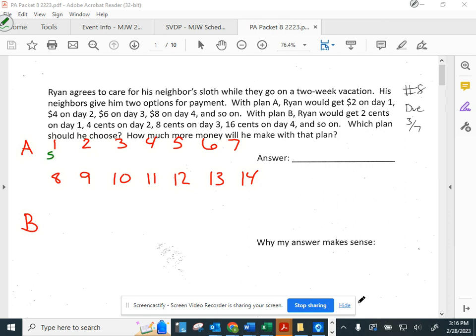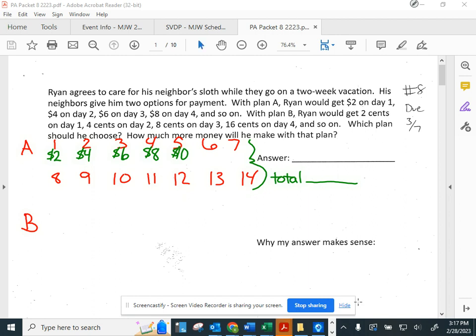With plan A, he gets $2, and then $4, and then $6, and then $8, then $10. So we're seeing that he's increasing by $2 every day. So you're going to complete the amounts that he gets every day, and then we have to add them all up to get the total amount that he's earned for plan A. So you want his total amount for plan A.